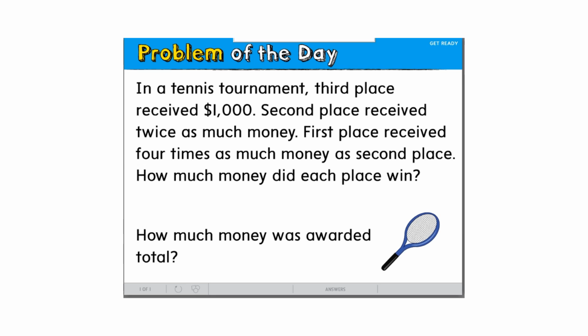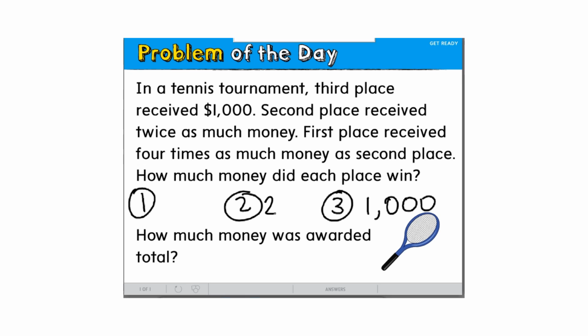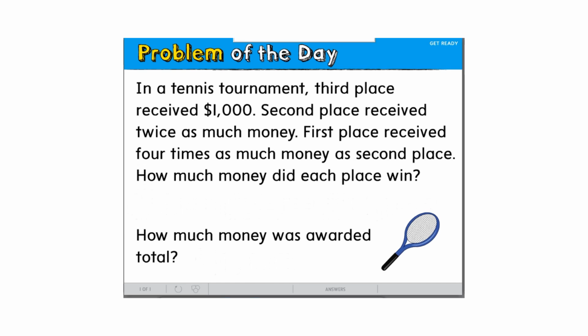If third place got 1,000, so let's make a little chart here. We have first place, second place, and third place. Third place is 1,000. Second place is twice as much. So how much would that be? 2,000. And first place is 4 times as much as second place. So what would that be? 8,000. So how much is the total prize money? $11,000. Good. Okay, you can erase your board.